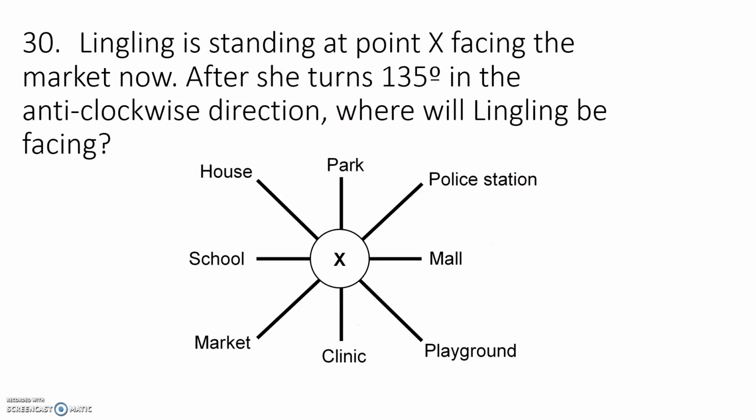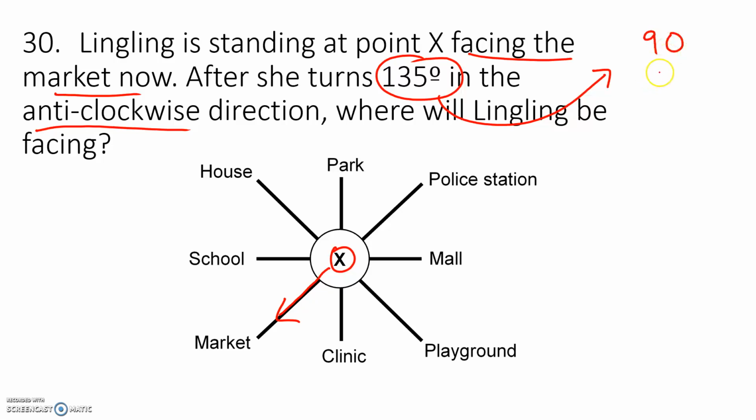Okay, now Ling Ling is standing over here, and he's facing the market now. So he's facing the market now, and she's going to turn 135 degrees anti-clockwise. Okay, now 135 is made up of 90 and 45. So what we're going to do is an anti-clockwise turn. If you remember, anti-clockwise goes in this direction. So an anti-clockwise goes something like this.